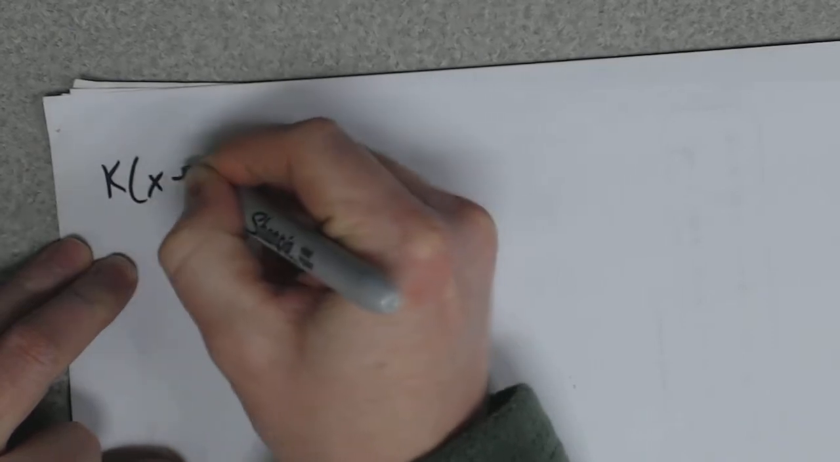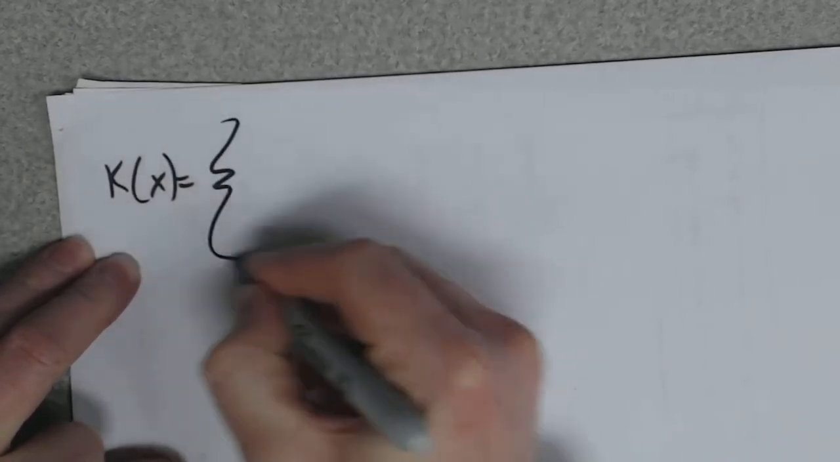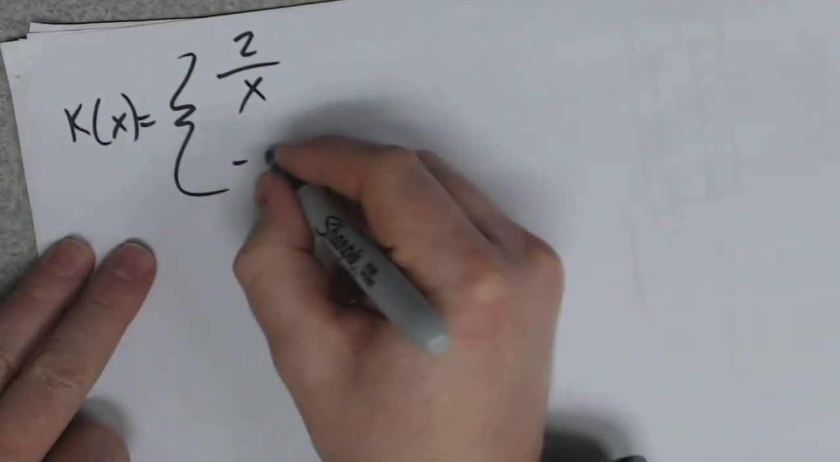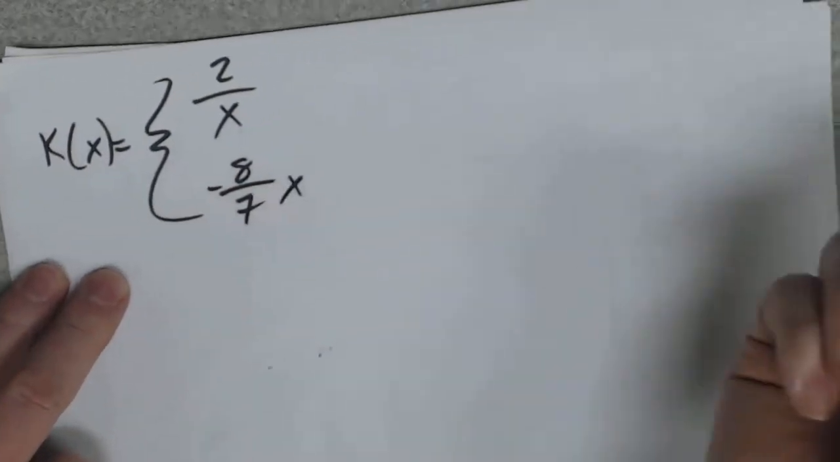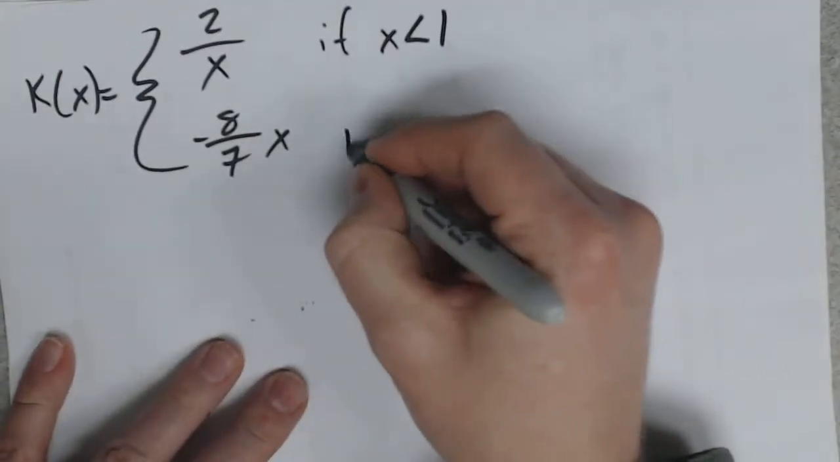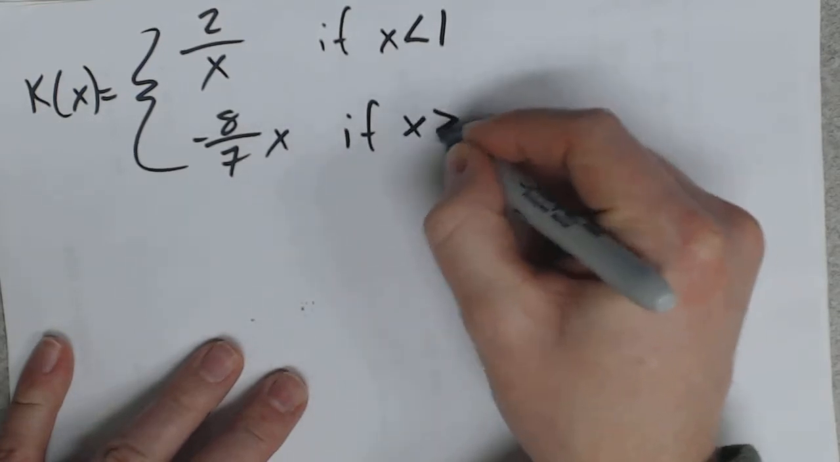Let's see here. Okay, so this one says k of x is equal to 2 over x and -8/7 x. But now there's a restriction: if x is less than 1 and if x is greater than 1. So that's what we're trying to graph here by hand.